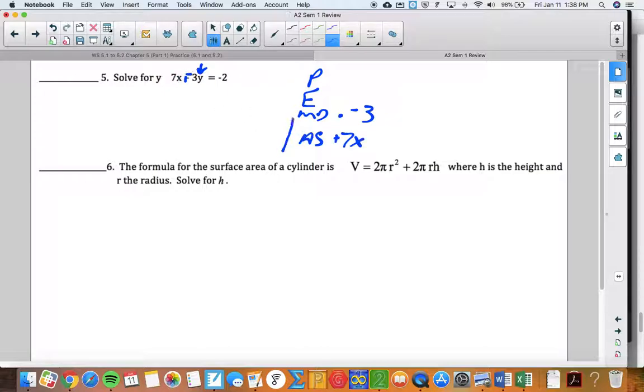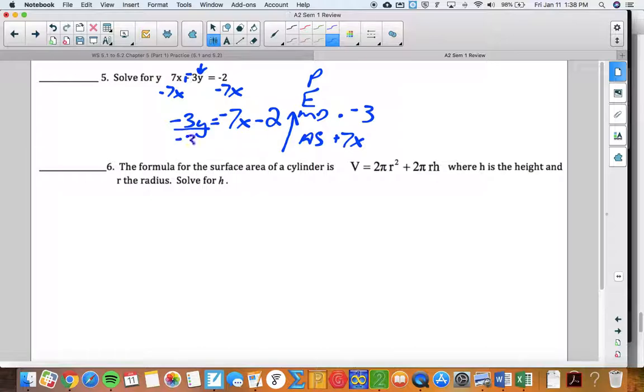And when I solve equations, when I undo things, I have to undo from the bottom up. So we're going to subtract 7x on each side. Careful, make sure you bring down this negative 3y. So we get negative 3y. We cannot combine these two things because they're not like terms. You only add x's with x's and numbers with numbers. They're not the same term, so we don't add them.